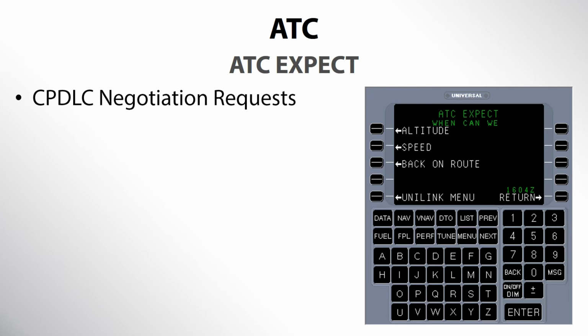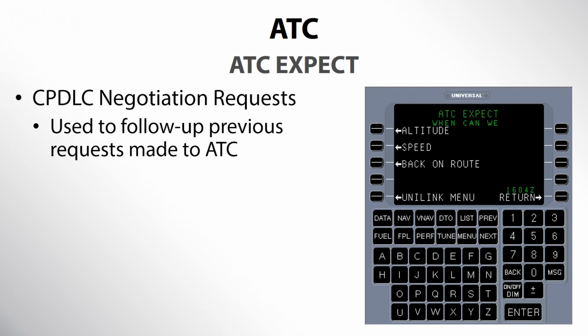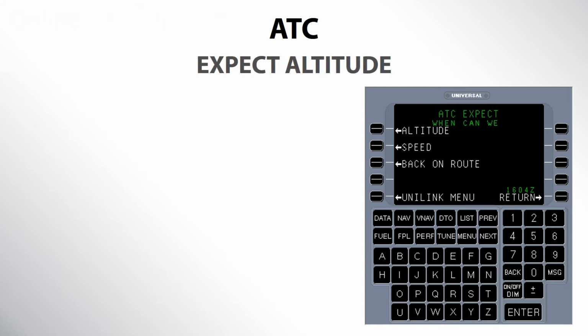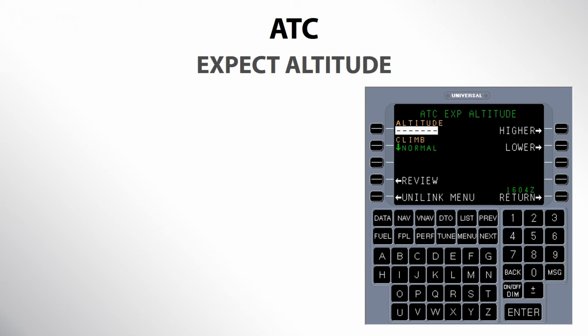CPDLC negotiation requests, or ATC Expect, are used as a follow-up to previous altitude, speed, or route requests made to ATC, if ATC has not responded in a timely manner. To create an altitude negotiation request, press Altitude.